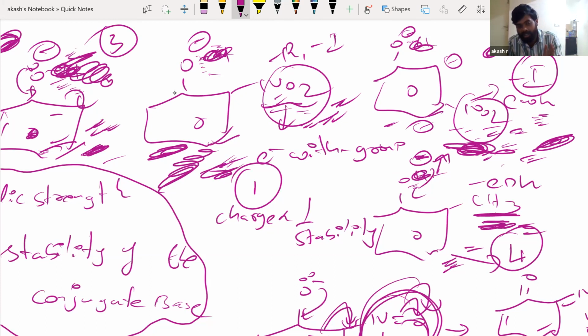So for acidic strength, what is the criterion? You remove the H+, make the conjugate base, and check for the stability of the conjugate base. But in case of basic strength, what do you do? You go for the availability of the lone pair because we're talking about electron donation. Right? I hope it makes a lot of sense. Yes, sir. Got it.